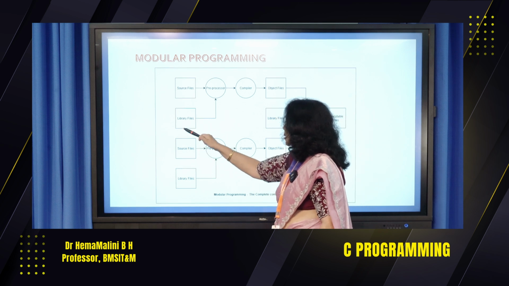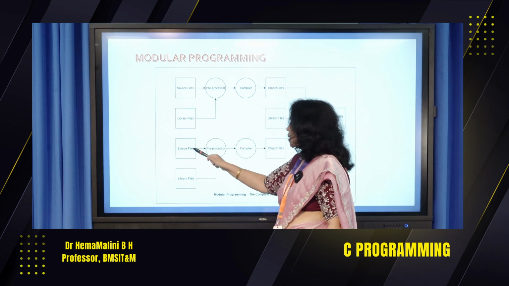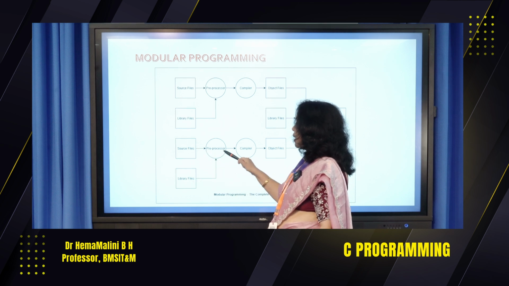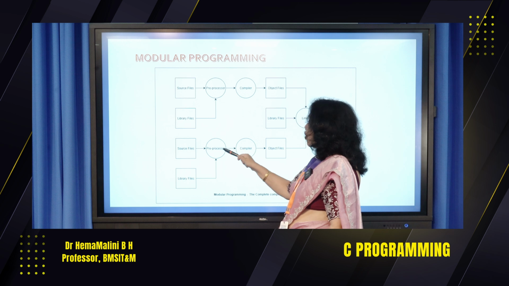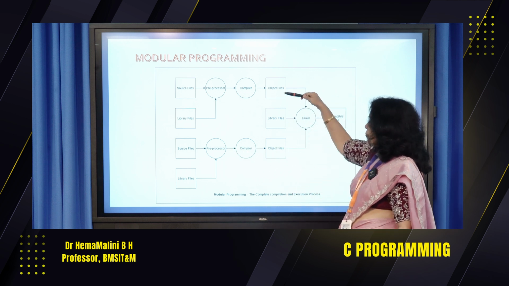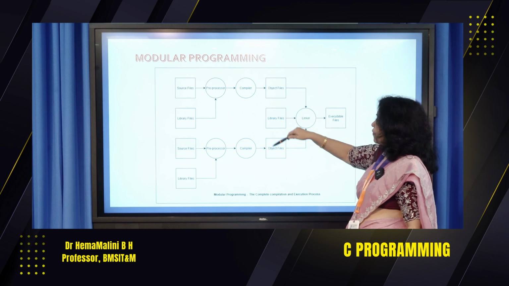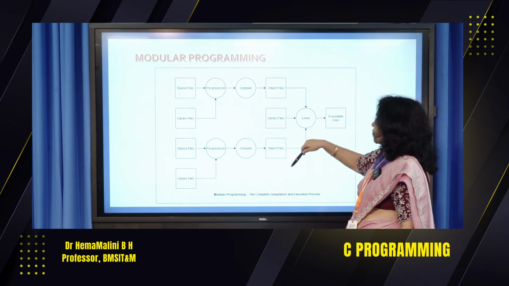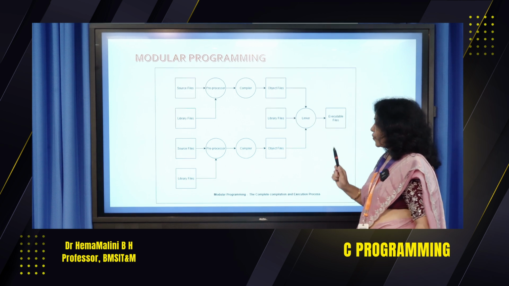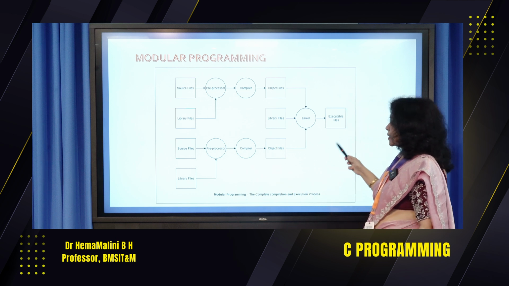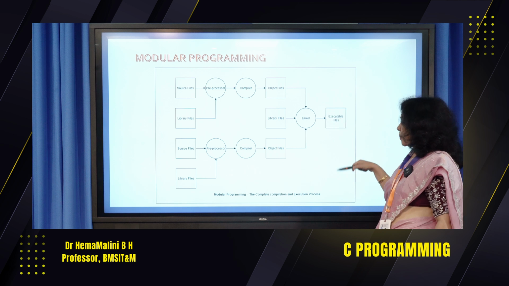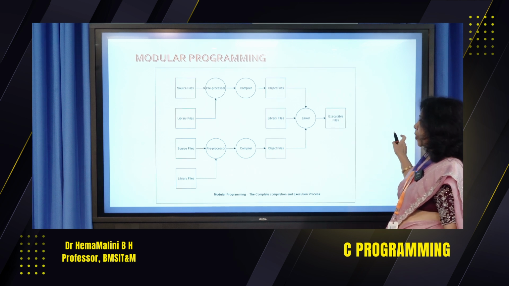Now the same thing: assume this is with the main program, and this is with the user-defined program. The same process applies. The source files and library files are given to the preprocessor, its output goes to the compiler, and the compiler output goes to the object files. Then all the object files along with the library files are given to the linker. The output goes to the executable files. This is what happens in modular programming, the complete compilation and execution process.